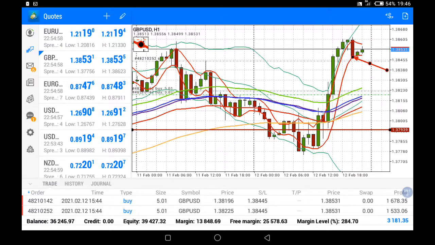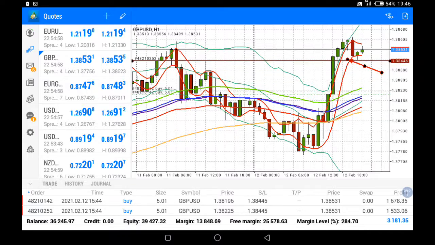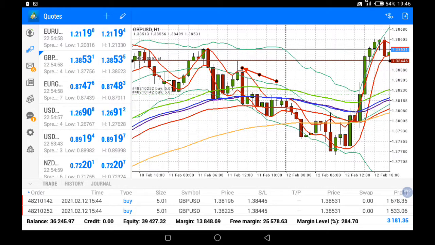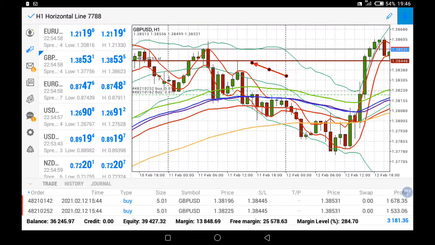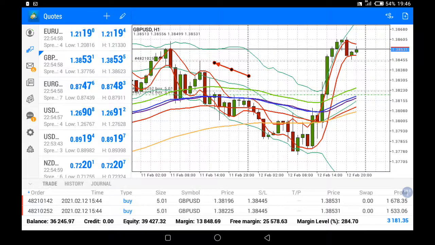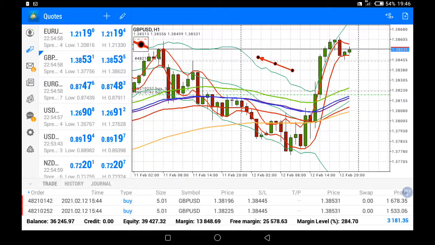So before the close of market on Friday, I moved my stop loss from here to this point. You can see where I have my stop loss right now, the price level. However it goes now, it is a win-win situation for me. So far it's a win-win situation for me.